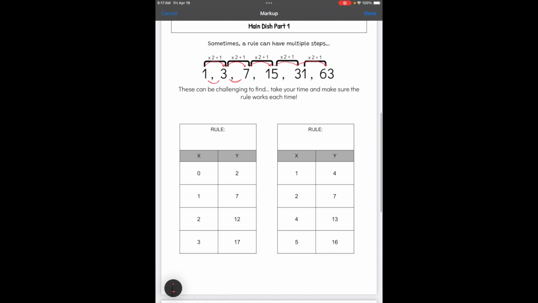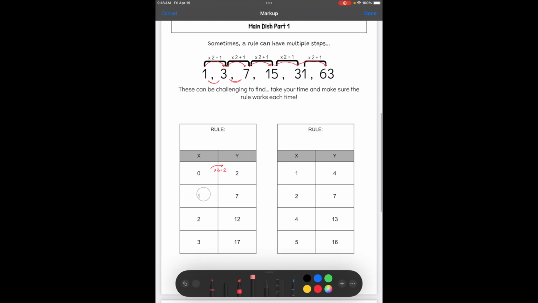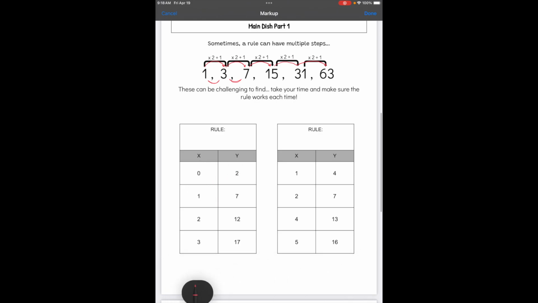What if I do times 3 plus 2? Let's see. 1 times 3 is 3, plus 2 is 5. So again, this one doesn't work. Okay. Looks like using this 1, 7 might actually be more helpful. What if I do 1 times 5 plus 2? That would get me to 7.